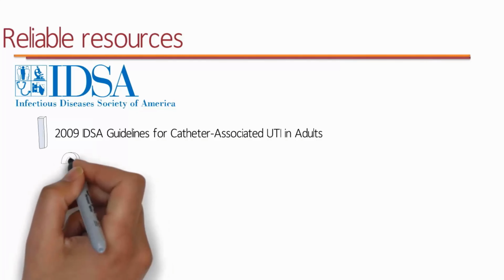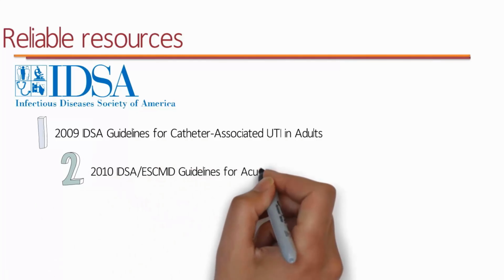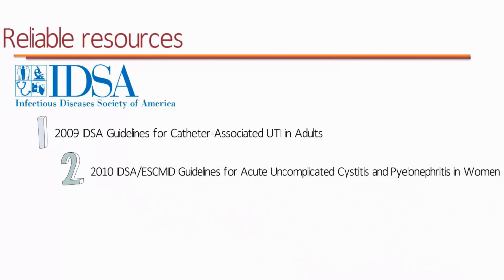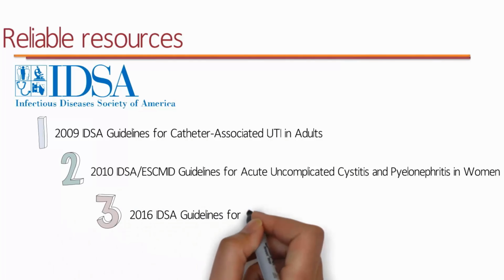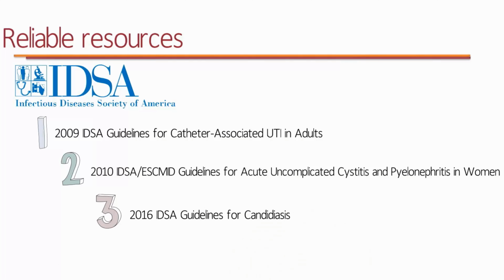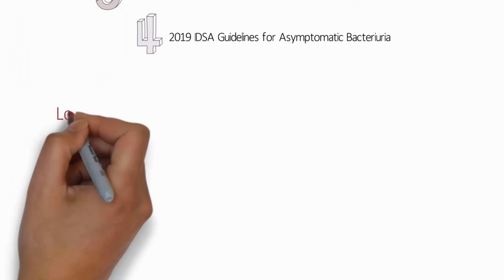The second guideline is the 2010 IDSA guidelines for acute uncomplicated cystitis and pyelonephritis in women. The third one is the 2016 IDSA guidelines for candidiasis. This guideline includes recommendations for candiduria, which is the urinary infection caused by Candida, which are fungal infections. You will learn about fungal infections on a different topic. And the last one is the 2019 IDSA guidelines for asymptomatic bacteriuria that were released just a few months ago.